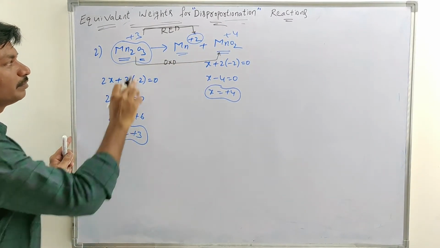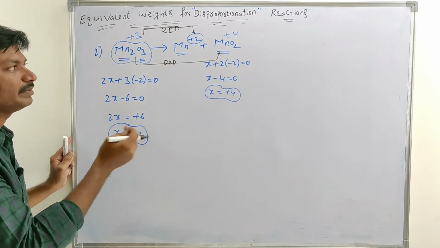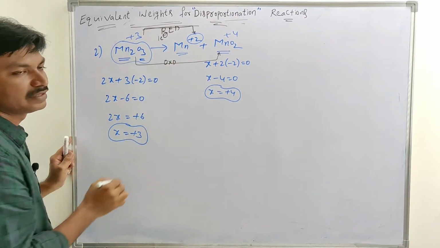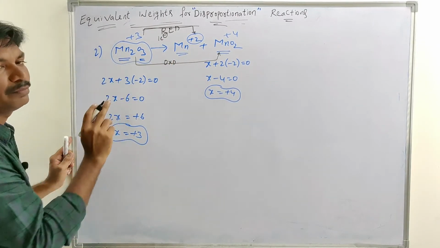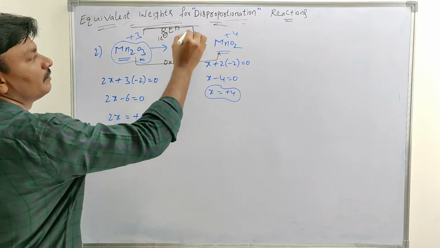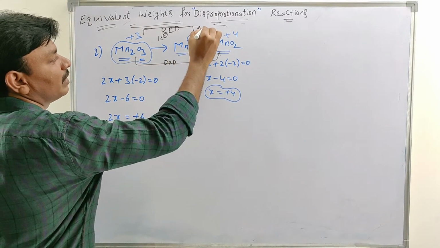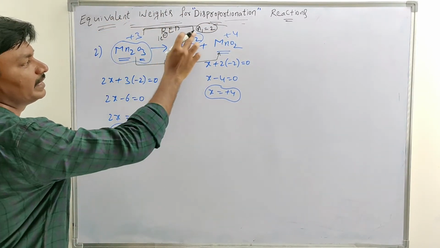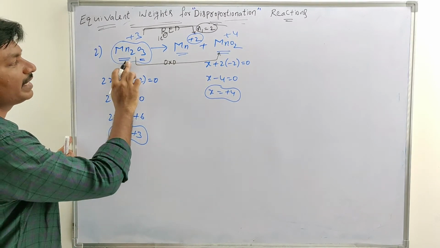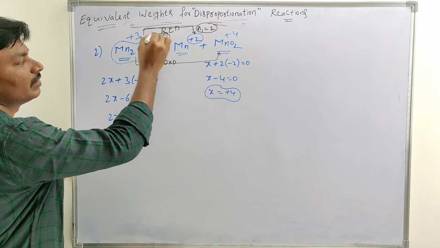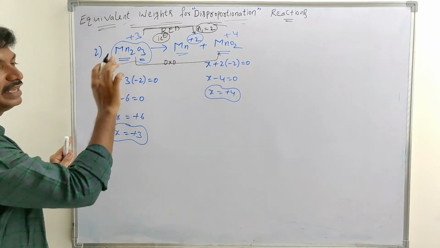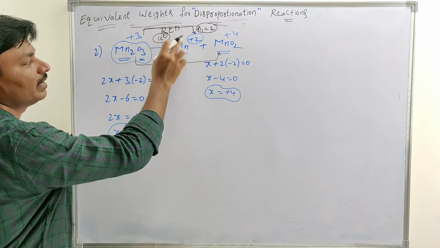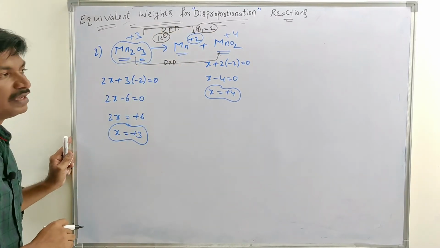Clear? Here it is plus 3 to plus 2, that is accepting one electron. In this conversion, only one electron is involved. Here 2 manganese atoms are present. That's why the total electrons involved in the first conversion is equal to 2. In the first case, each manganese transfers only 1 electron, but Mn2O3 has 2 manganese atoms present. That's why the total electrons involved in the first conversion, N1, equals 2.